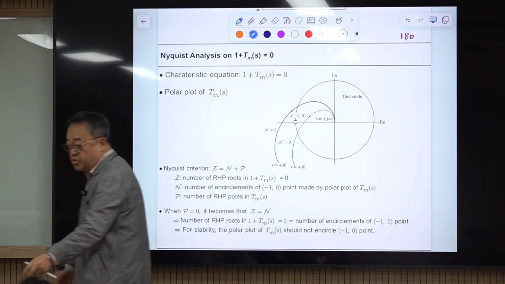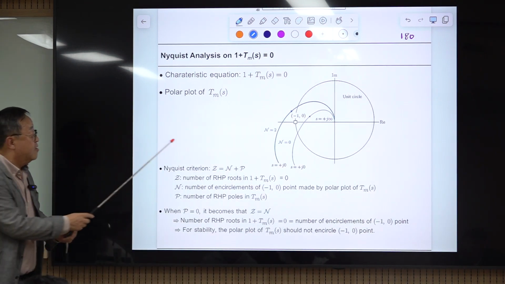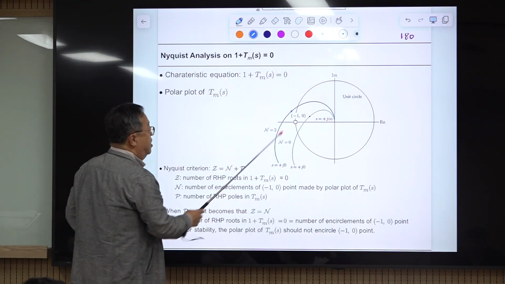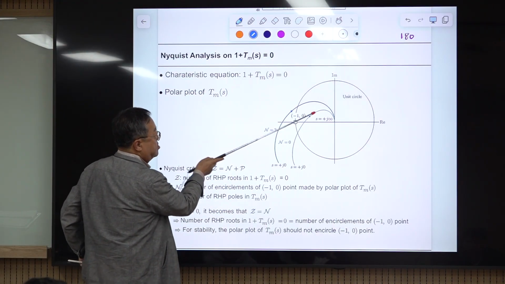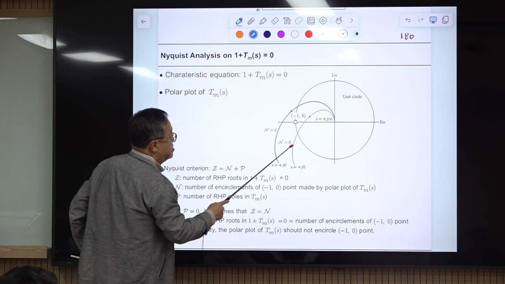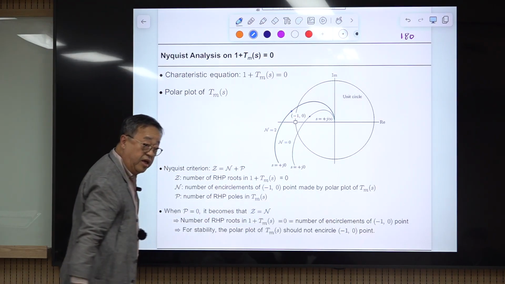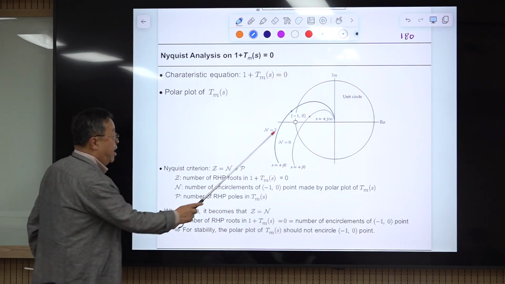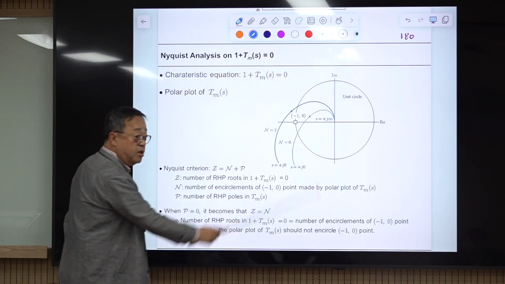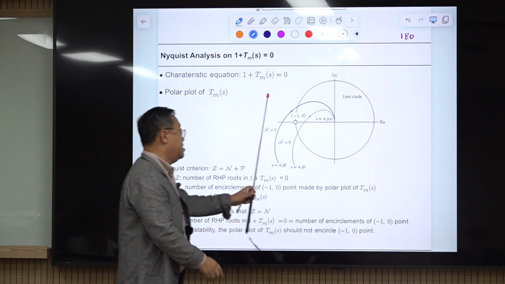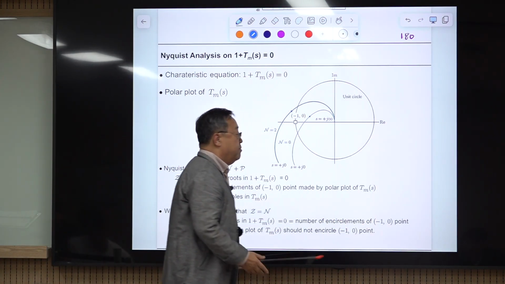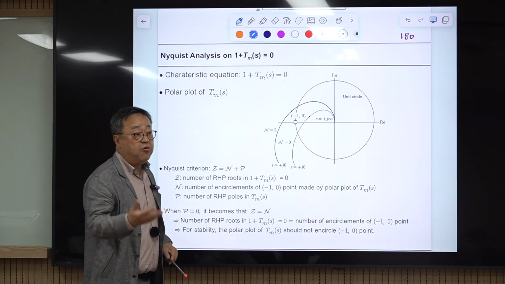The result is this one. So this is the loop gain plot. This is the line segment A. If this passes this line segment A, then it is stable. If it passes this critical point, it is marginally stable. If it passes outside of this, then it becomes unstable. Okay, that is our result.